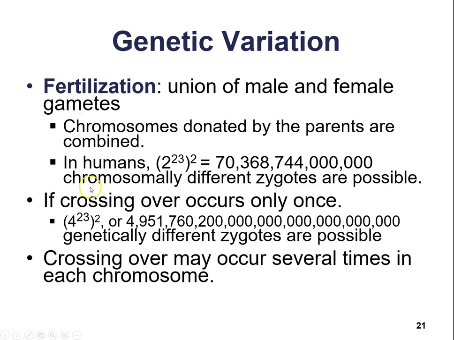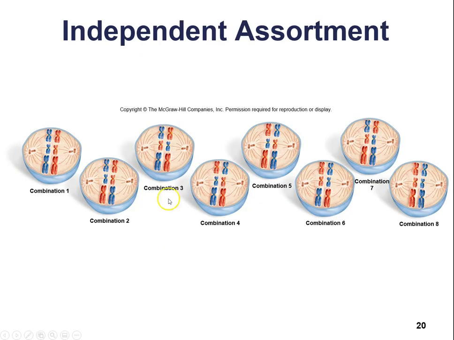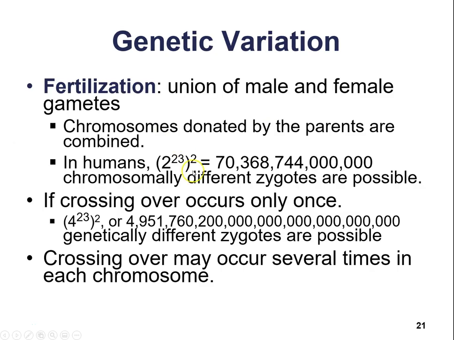So it says in humans, there's 2 to the power of the 23 squared different zygotes possible. The squared part comes with the egg and the sperm coming together. The 2 to the 23 has to just do with the independent assortment, right? Okay, so what is this? I don't even know what that number is. What's this? This is million. This is billion, trillion, right? Over 70 trillion, okay?